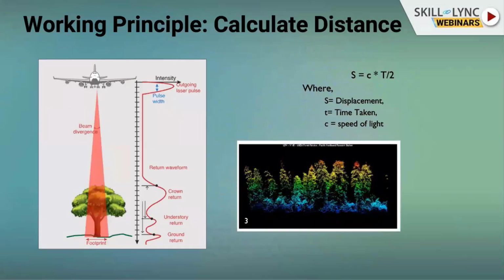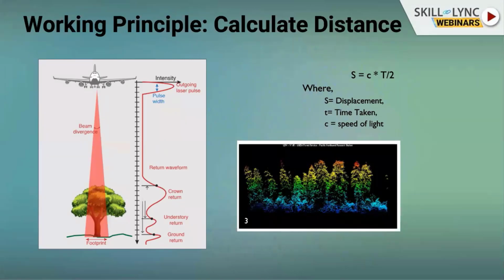We all know that velocity is equal to distance upon time. In our case, because we are using a laser having the velocity of light, that is c. Everybody knows that c is equal to the speed of light, and then we want to measure the distance. So what will be the unknown parameter for us? That is time t.